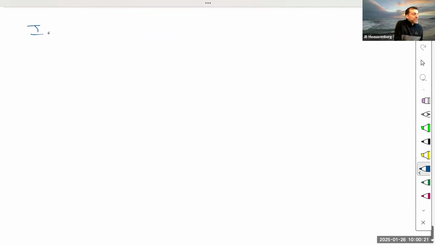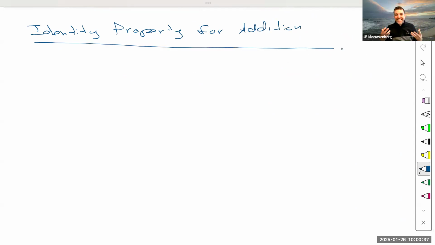Another property I want to talk about is called the identity property, and specifically the identity property for addition. So what do you think of when you hear the word identity? I think of superheroes. I think of Superman, his secret identity, right? Clark Kent. Batman, Bruce Wayne, right? So the identity is who they really are, right? And so numbers have identities. It's what their value is.